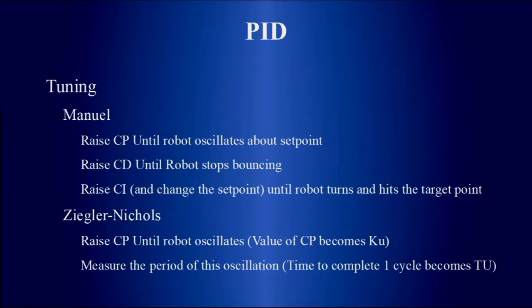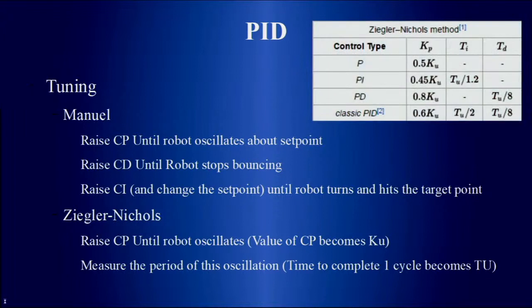You can also, using the Ziegler-Nichols, raise the constant of proportional until the robot oscillates, measure that period, and apply these multiples for different methods. You can use proportional only, proportional with an integral, proportional with a derivative, or the classic. And depending on which one you want, you just throw in the constant that gave you oscillations for the KU and the time of the oscillations for the TU.